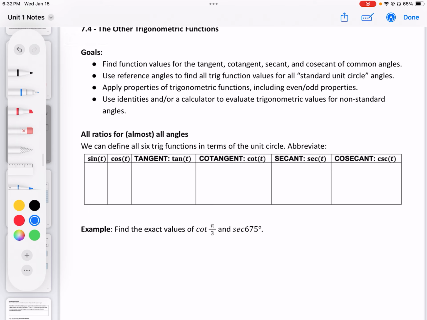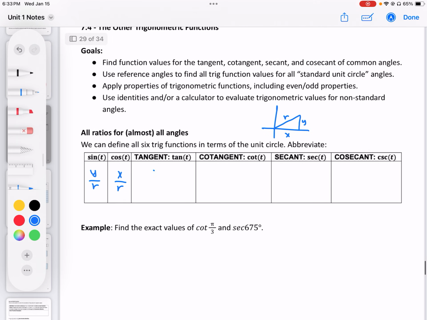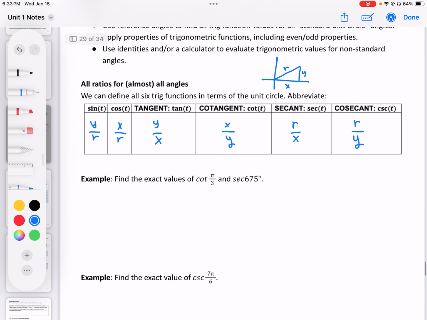So remember, if you think about SOHCAHTOA, you could also think of it as X, Y, and R. So sine would be Y over R, cosine would be X over R, tangent is Y over X, and then cotangent, secant, and cosecant are reciprocals of the first three. So cotangent will be X over Y, secant is going to be R over X, and cosecant will be R over Y.